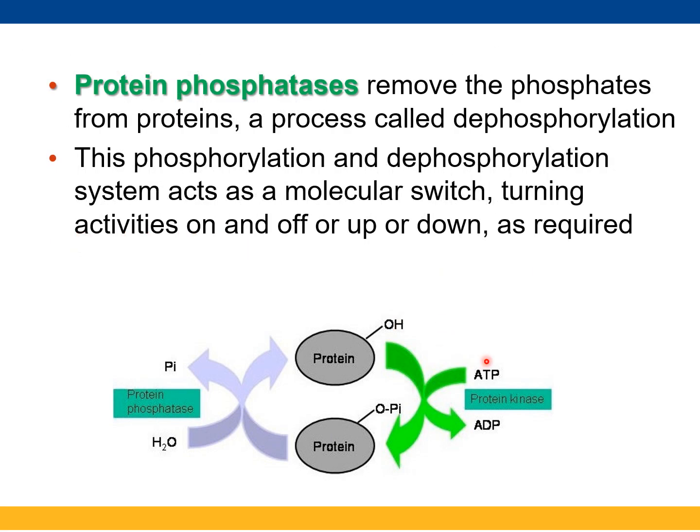So protein kinases mediate the adding of a phosphate to an OH group on a protein, and protein phosphatases mediate the removal of that phosphate. And this basically becomes a sort of on-off switch or a molecular flip, if you will, between phosphorylated and unphosphorylated. And this can happen quite rapidly. We can cycle through these in less than a second.